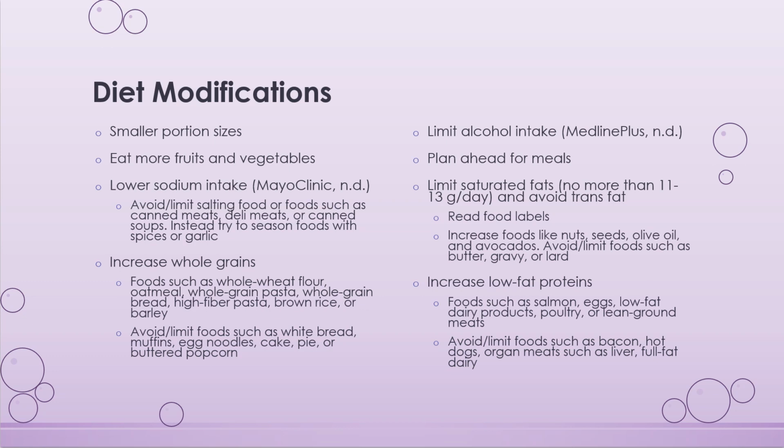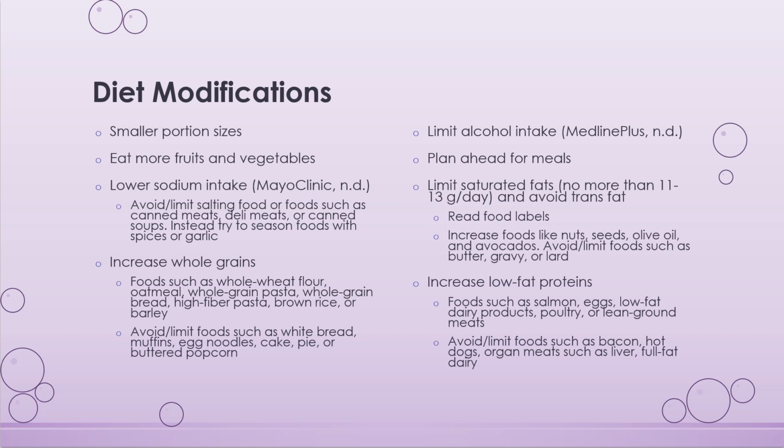Plan ahead for meals and figure out calorie intake. Looking ahead at what you're eating ahead of time can help to avoid eating foods in a pinch that might not necessarily fit within these guidelines. Limiting saturated fats. The recommendation is no more than 11 to 13 grams of saturated fat a day, and to avoid trans fat. And the way to check those would be to read food labels and add those up every day. These recommendations are based on a 2,000 calorie diet.